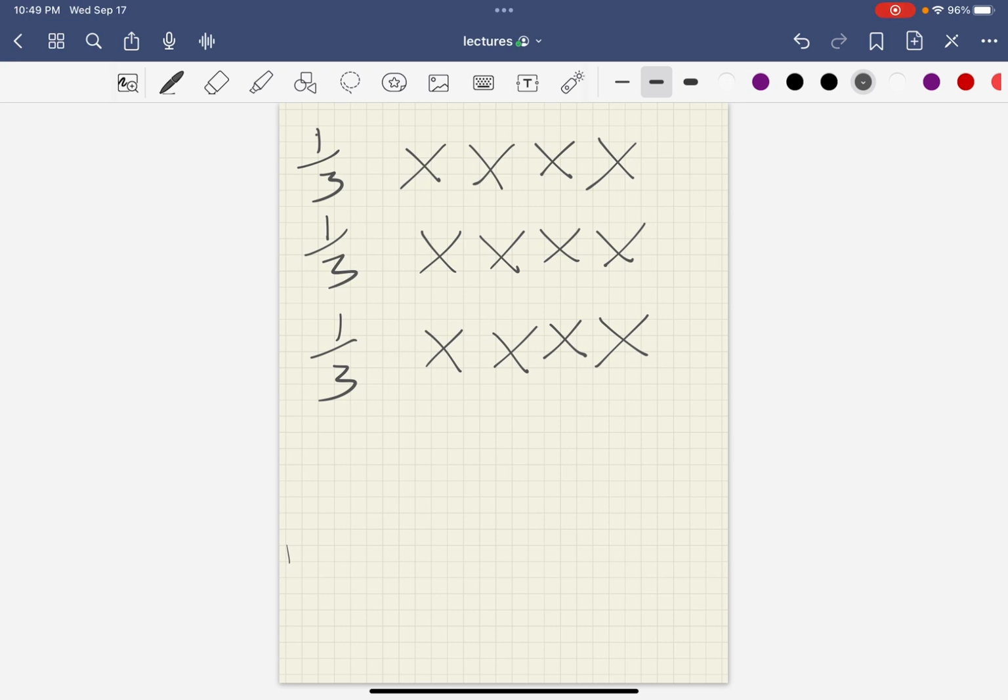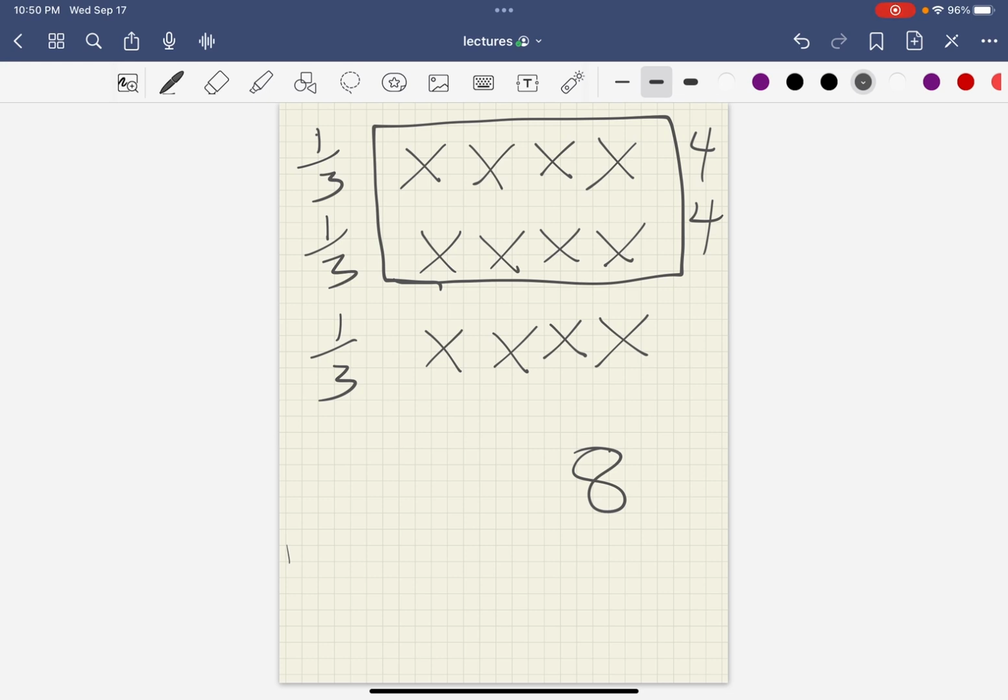So the problem says 2/3 of the 12 musicians played guitars. How many of the musicians played guitars? Well, here's the 2/3. 1/3 and 1/3 is 2/3. So how many does that equal? Okay, there's 4 in this row and 4 in this row, so it's a total of 8. So 2/3 of 12 equals 8.